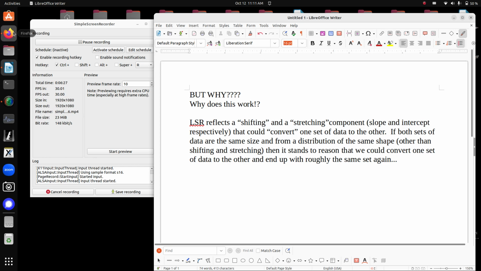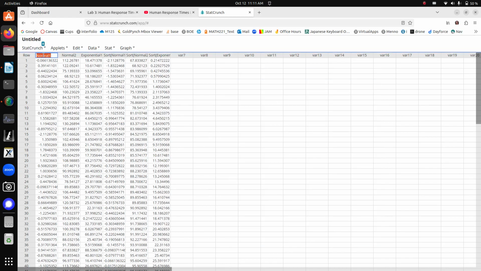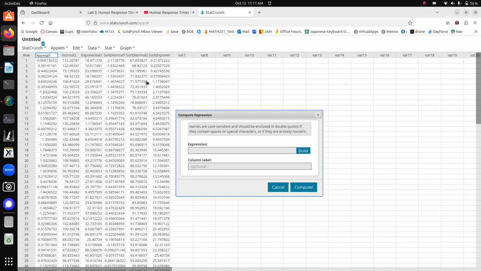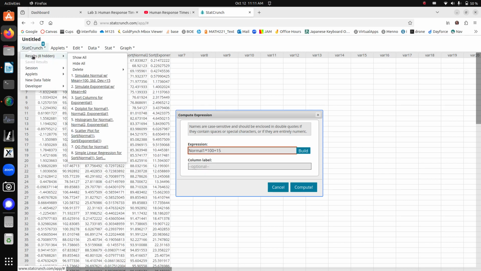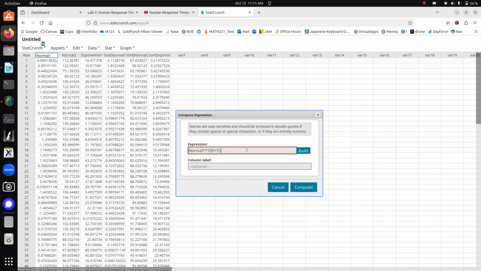So for example, if we go back to this graphic, this one had a mean of 0 and a standard deviation of 1. I can say data compute expression that is normal 1 times the standard deviation, plus the mean, which was 100. Let me figure out what that was. Okay, so I can go back and look at this picture and get a sense for what it was. It was plus 15 roughly. Okay, so I'm going to say converting normal 1 to normal 2.